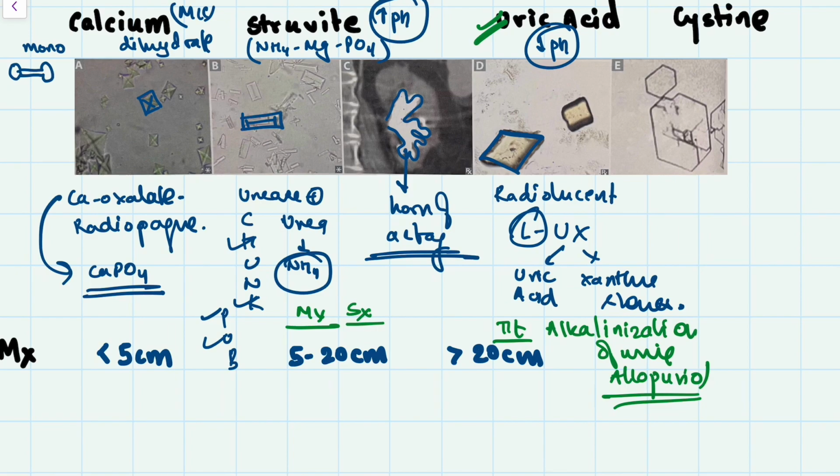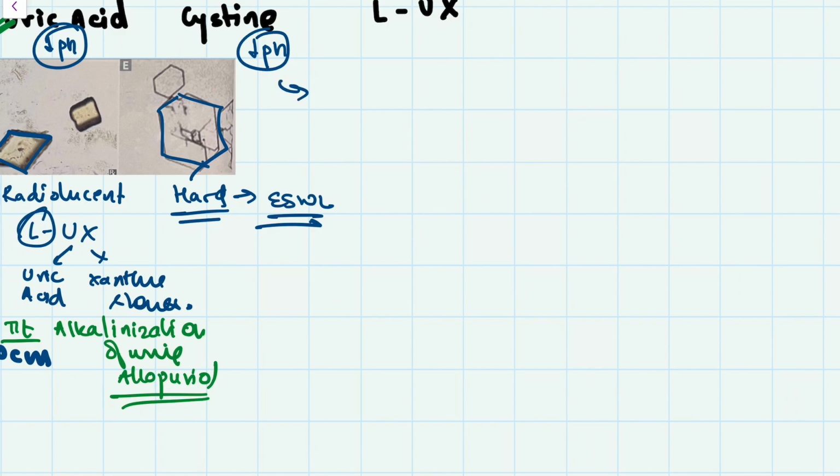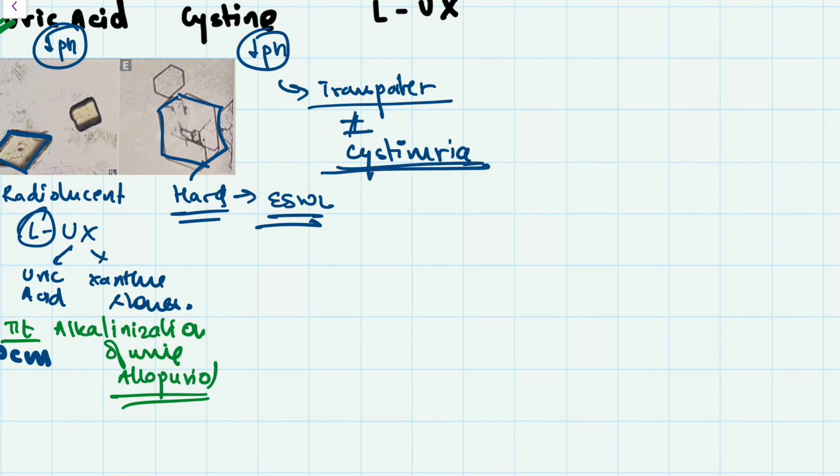Cysteine stone has hexagonal crystals, right? It is a very hard stone and it is not broken down by ESWL or lithotripsy, right? It is seen when the pH is low, and we read in biochemistry that there is a disorder in which the transporter in the PCT that is responsible for absorption of cysteine is damaged. So it leads to cystinuria, that is predisposition of the urine to formation of the cysteine stone, right? Remember that in this condition, there is also defect of other amino acids like ornithine, lysine and arginine.